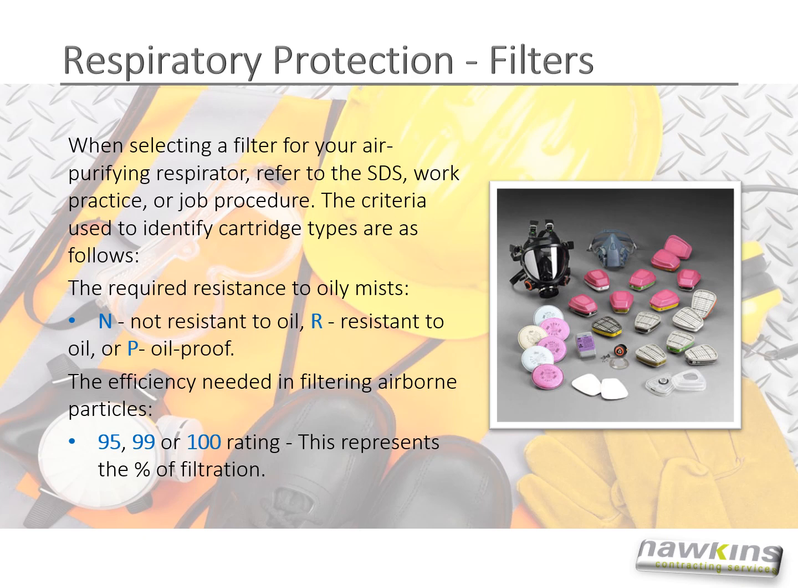When selecting a filter for your air purifying respirator, refer to the safety data sheet, work practice, or job procedure. The criteria used to identify cartridge types are as follows. The required resistance to oily mists will be rated as N for not resistant to oil, R for resistant to oil, or P for oil proof. And the efficiency needed in filtering airborne particles will be referred to as 95, 99, or 100 rating, and these numbers represent a percentage of filtration.